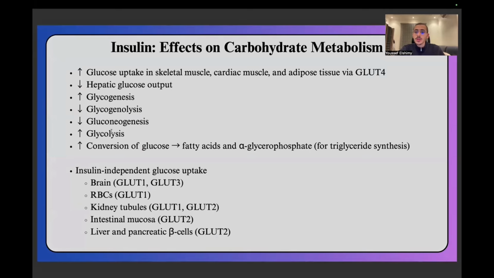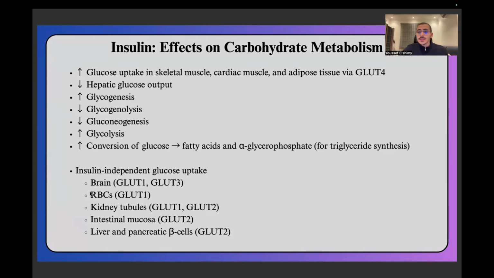And it would increase glycolysis because it wants to decrease the glucose in the blood. And also, it would increase the conversion of glucose to fatty acids as well as the alpha glycerophosphate. And this is used for triglyceride synthesis or fat synthesis.